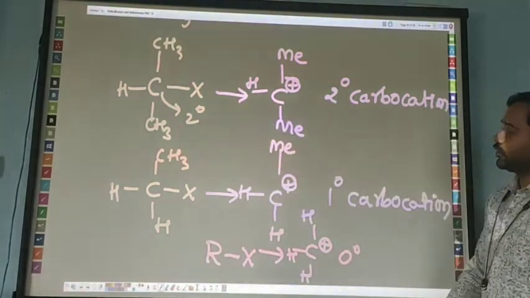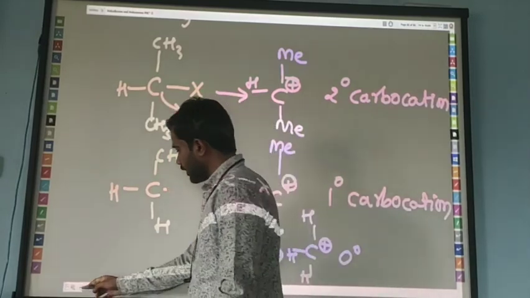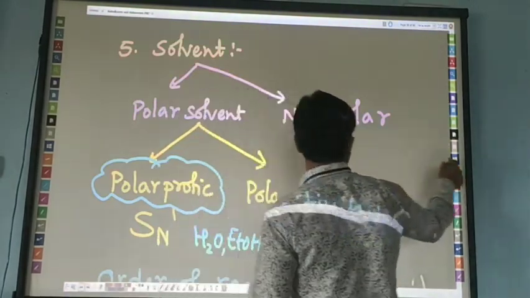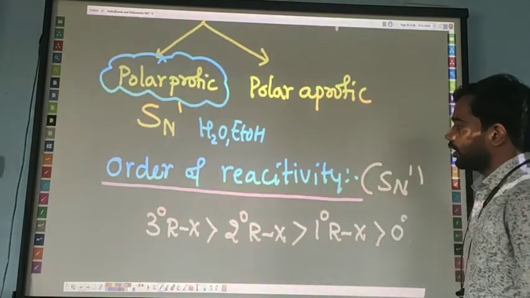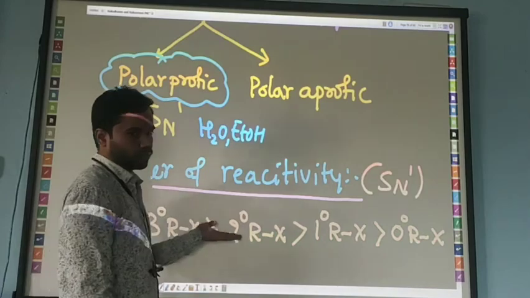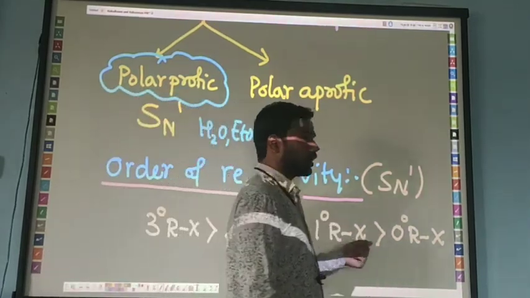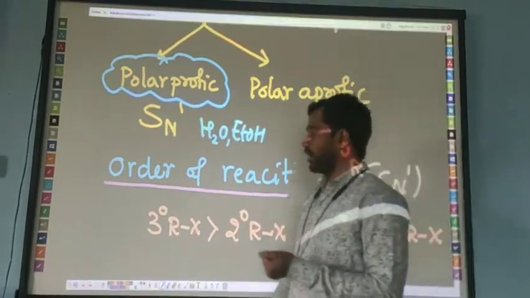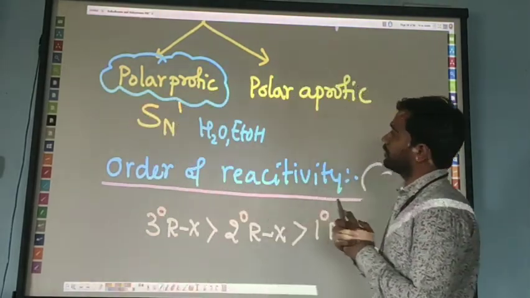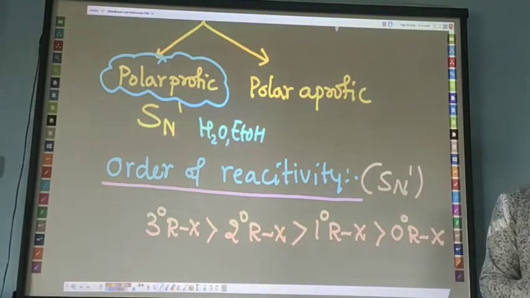That's why the SN1 mechanism will follow the order like this: first 3 degree alkyl halide, next 2 degree alkyl halide, 1 degree alkyl halide, and the 0 degree alkyl halide. These are the reactivity orders of the SN1 mechanism.